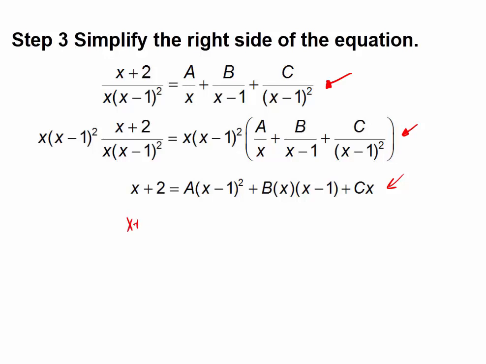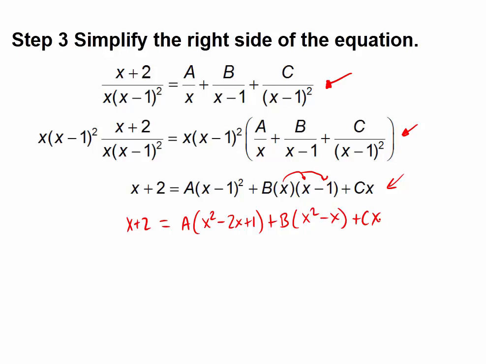All right, left side is x plus 2. A, let's figure out what x minus 1 squared is. Well, x minus 1 squared is going to be x squared minus 2x plus 1. That's what that looks like. And then here, let's distribute this x, so it'll be b times x squared minus x plus cx.